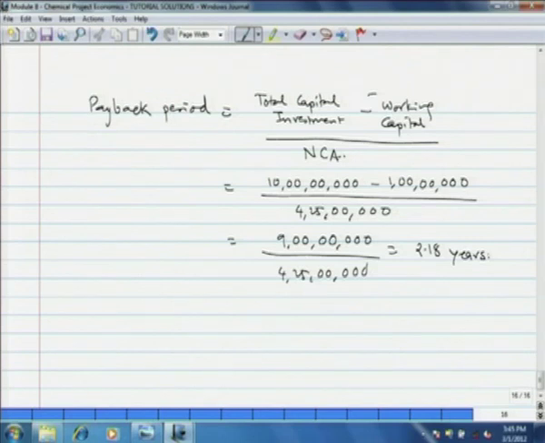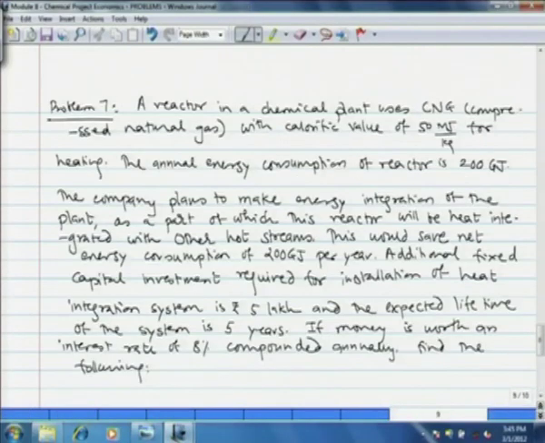Okay. Now, let us see one problem involving time value of money. I will read the problem statement. A reactor in a chemical plant uses CNG or compressed natural gas with calorific value of 50 megajoules per kg for heating. The annual energy consumption of the reactor is 200 gigajoules. The company plans to make energy integration of the plant, as a part of which this reactor will be heat integrated with other hot streams in the process.